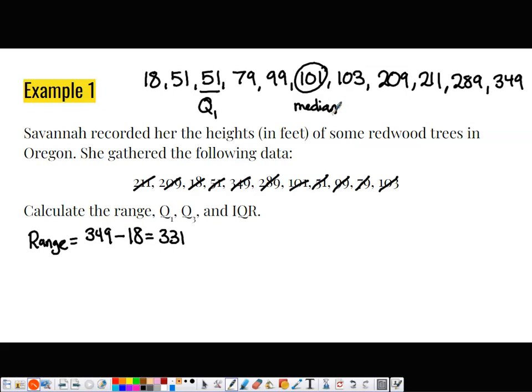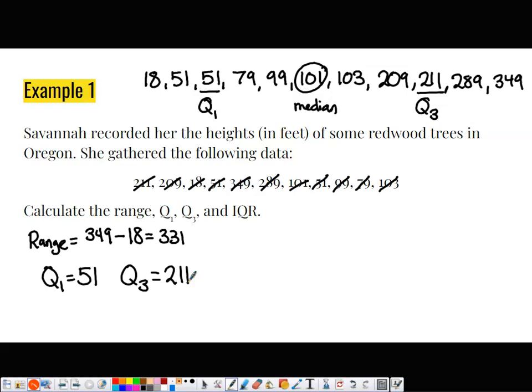Same thing with the upper half. We're looking for the median of this upper half. I see that it is 211. That is our Q3. So we know the Q1 is equal to 51, and Q3 is equal to 211.